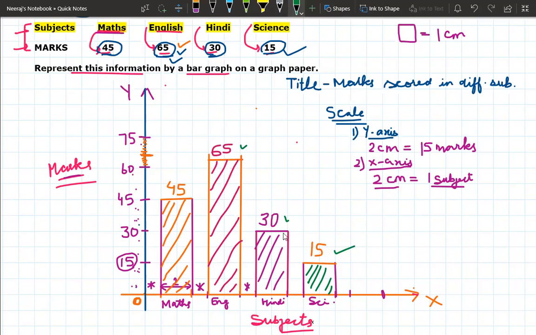And also, what is the relationship between the marks scored in different subjects? You have to compare the values. By seeing visually we can observe that in English Ravi has scored the highest marks and in science he has scored the least marks. So you can plot a bar graph of your subject marks on graph paper, right? In this way you have to plot a bar graph.